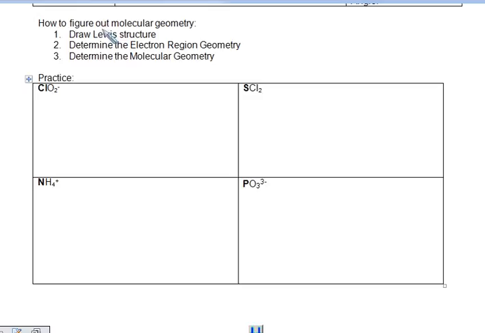Let's take a look at how to figure out molecular geometry. The first thing you're going to do is draw the Lewis structure. The second thing is determine the electron region geometry. And finally, from that, you'll determine the molecular geometry, which is based strictly on the atoms. So let's try these 4 down here, and just to make this a little more challenging, let's make this SO2, sulfur dioxide, instead. So scribble out that, make that SO2 instead. Let's do this one first. I want you to draw the Lewis structure, and then we'll discuss the geometry.